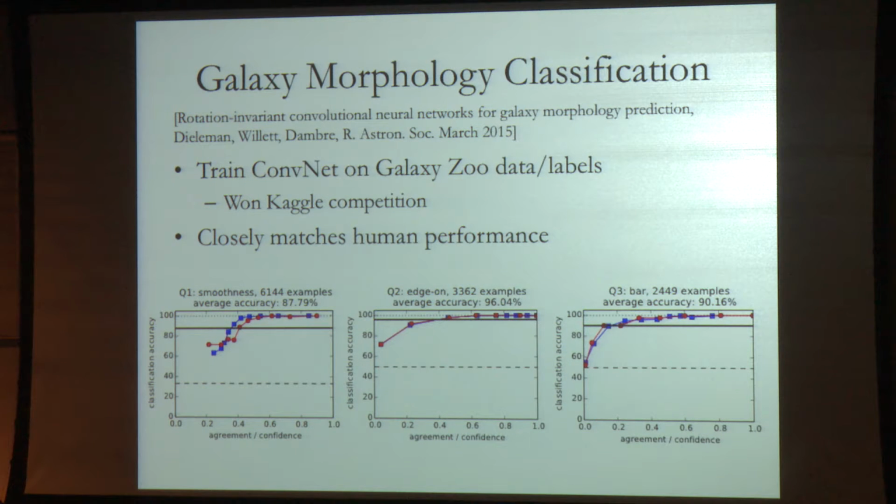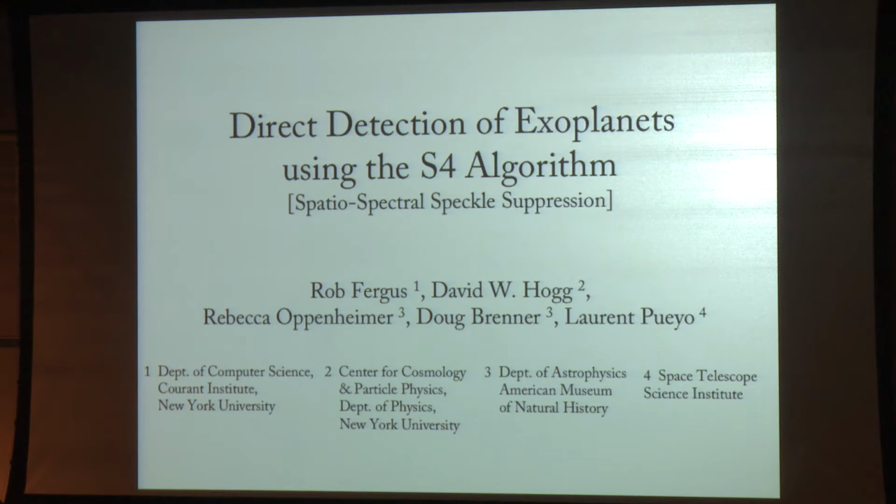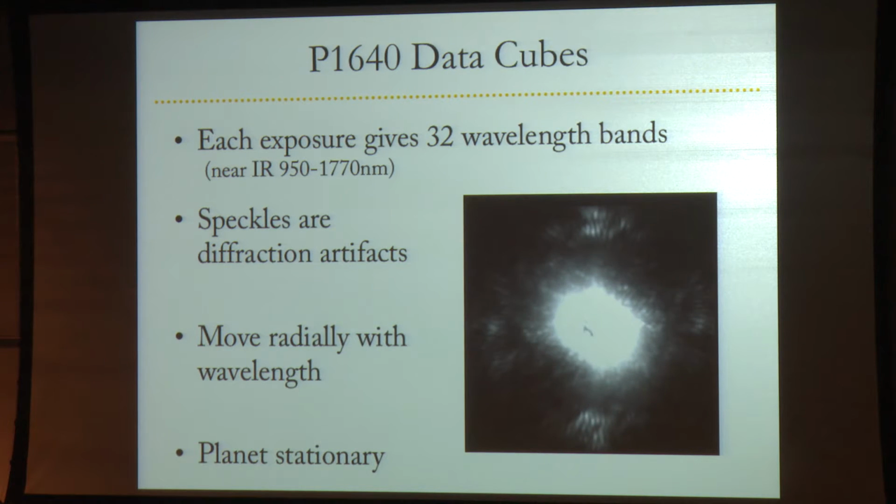Okay, so now I wanted to just talk a little bit about exoplanet detection. A few years ago, I was working with Gautam and Rebecca Oppenheimer and others at the museum, and I helped them a little bit with some of the speckle processing. So this is an algorithm that my collaborators and I came up with at the time. We applied it to data from the P1640 instrument. This is essentially an integrated spectrograph. We're looking at different images here at different wavelengths.